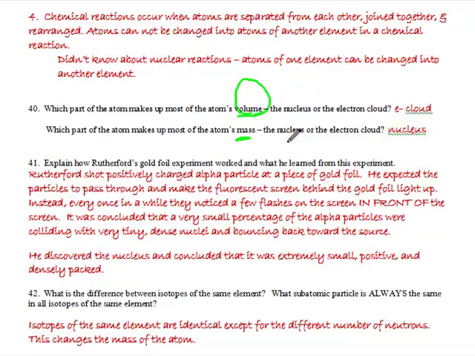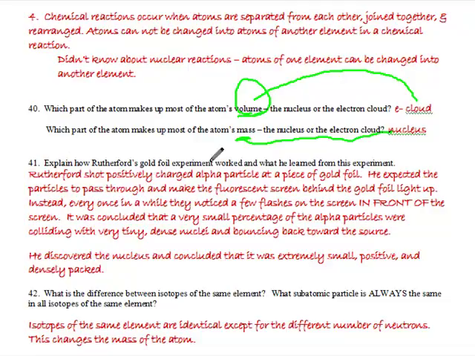They're going to be in the nucleus. They make up most of the mass. The little tiny electrons zipping around in this empty electron cloud don't weigh much, so we're not going to even count them. So the mass is found in the nucleus. The volume, the big space, is going to be the electron cloud.